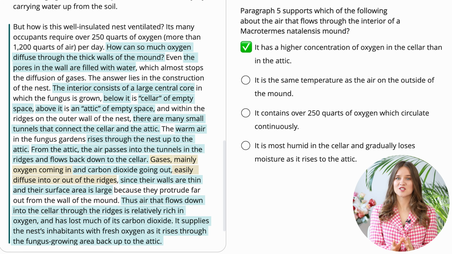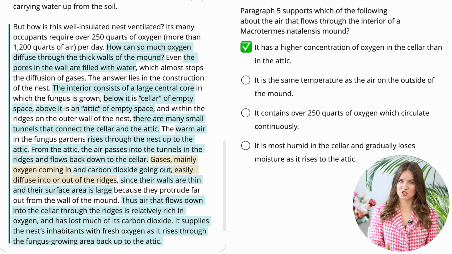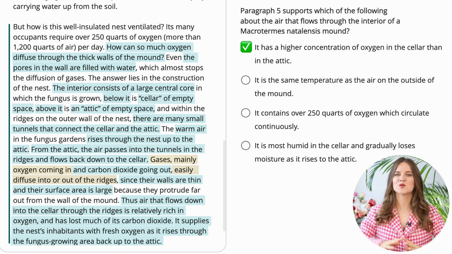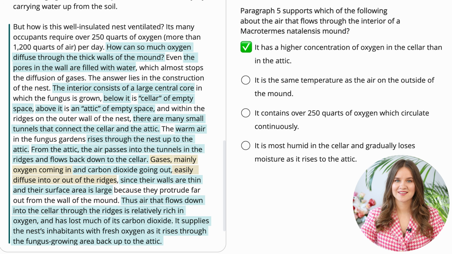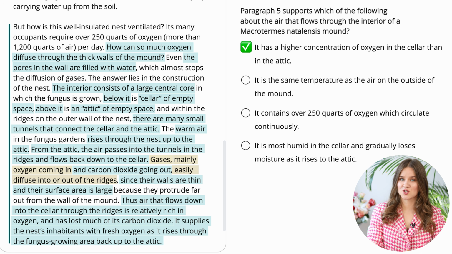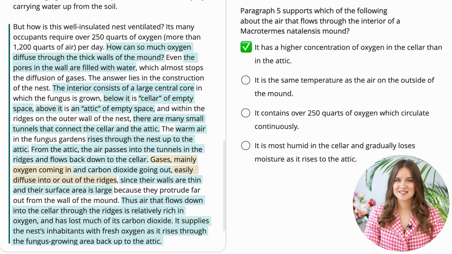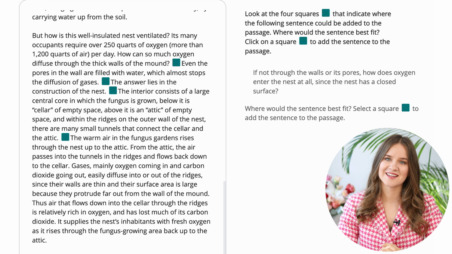It has a higher concentration of oxygen in the cellar than in the attic. If the air in the cellar provides oxygen to the insects before moving back up to the attic, it must lose some of that oxygen along the way. This means the oxygen concentration is higher in the cellar and lower in the attic. So yes, the correct answer is choice A. Another question done. Question 9.